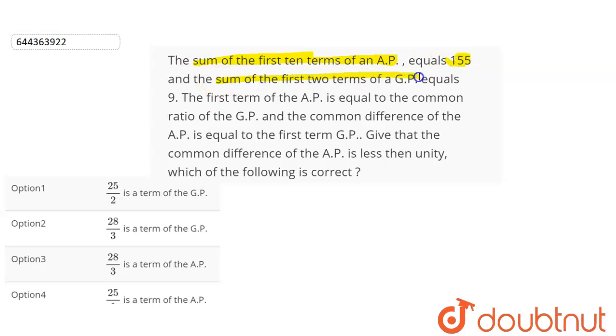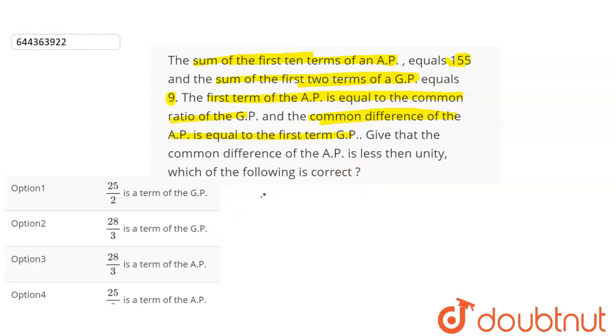The question is: the sum of first 10 terms of an AP equals 155 and the sum of first 2 terms of a GP equals 9. Further, the first term of the AP is equal to the common ratio of the GP, and the common difference of the AP is equal to the first term of the GP. Given that the common difference of the AP is less than unity, which of the following is correct?